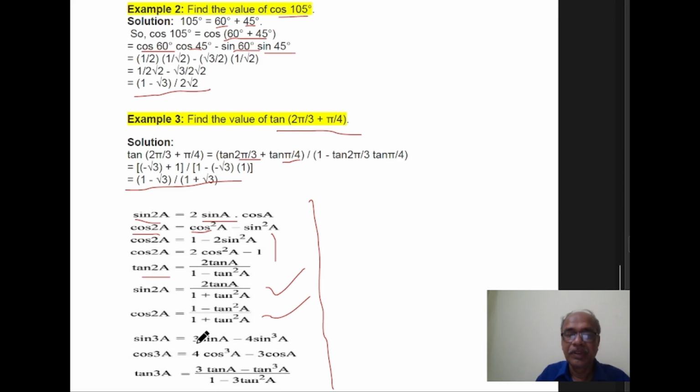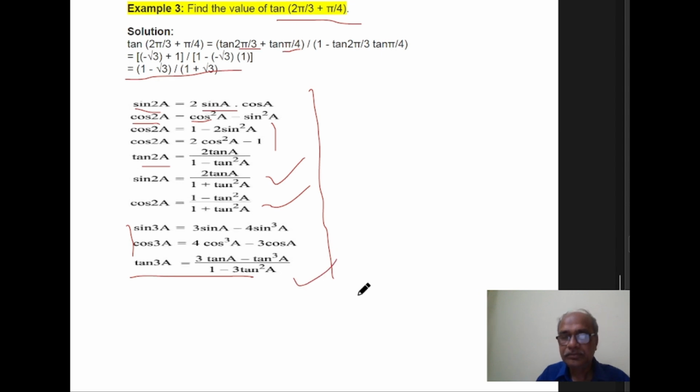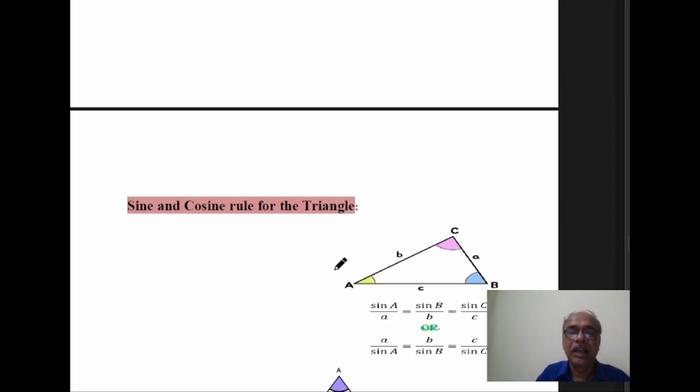And another two formulas: sin 3a equals 3 sin a minus 4 sin cube a, cos 3a equals 4 cos cube a minus 3 cos a, and tan 3a equals this, and if we divide the numerator and denominator by cos a, then we get this value.